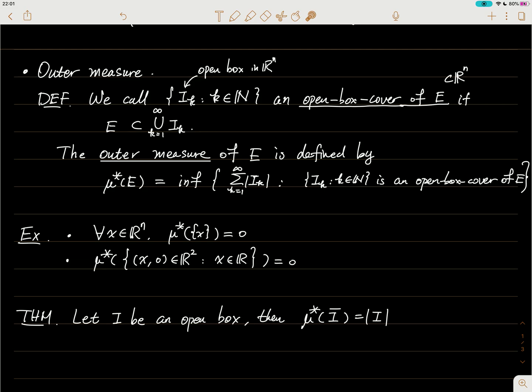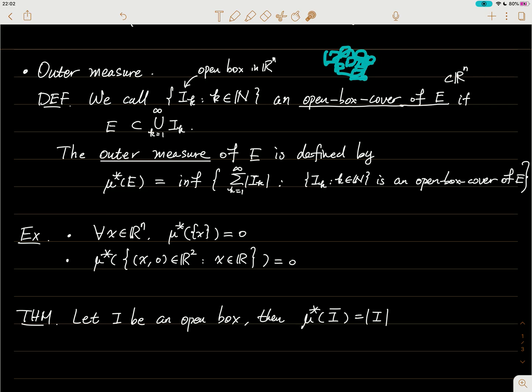Okay, so if I have countably many of those I_k, for example in 2D I have 1, 2, 3, 4, countably many of them, and if the union of them covers the set E, then we call this collection of open boxes an open box cover of E, or an L cover of E. So for example, if this is the E, then you can use countably many of those boxes to cover it, and these boxes together are called an open box cover. You can see that for a given set E, there are arbitrarily many ways to cover it. And now, for each possible cover, I can take the sum of the areas of these boxes.